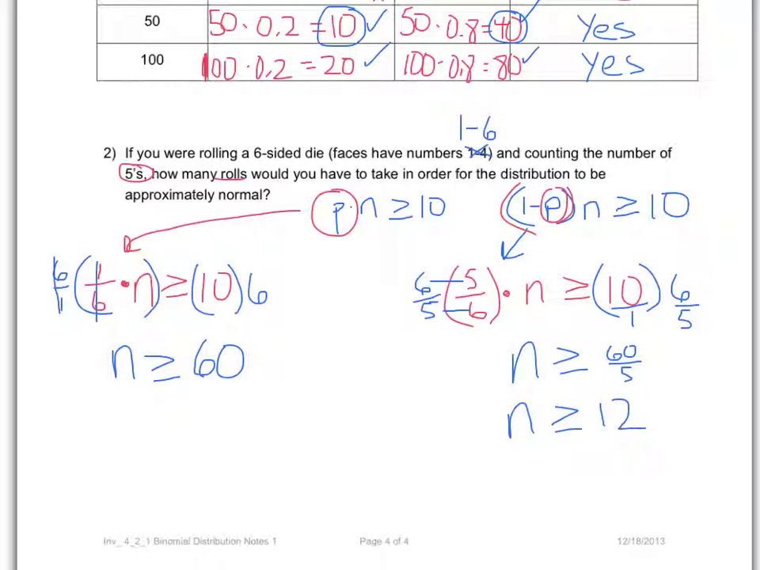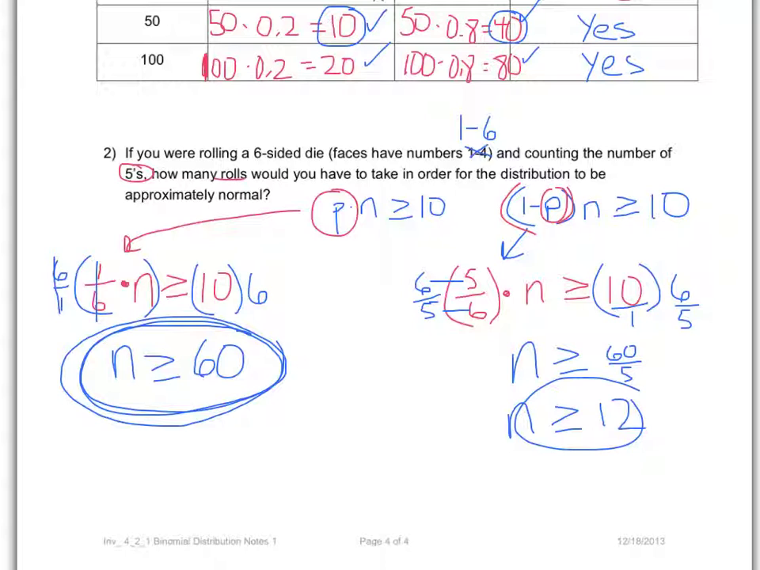So going back to the question, how many rolls would you have to take in order for the distribution to be approximately normal? For the probability of success, it's 60. Failure, it's 12. So in order for them to both be over 10, I think we'd have to do that, it'd have to be 60 times. Just because this number here, we wouldn't have an expected number above 10 until we got to our 60th roll. If we went to a 12th roll, we wouldn't have enough for that success there. So when you're looking at this type of move here, once you get down to this point, always take the bigger number.